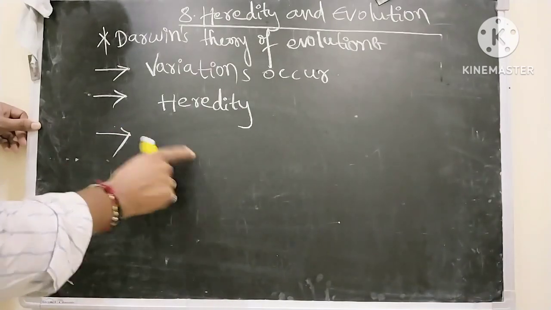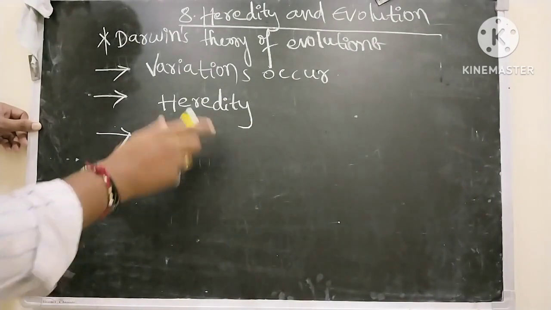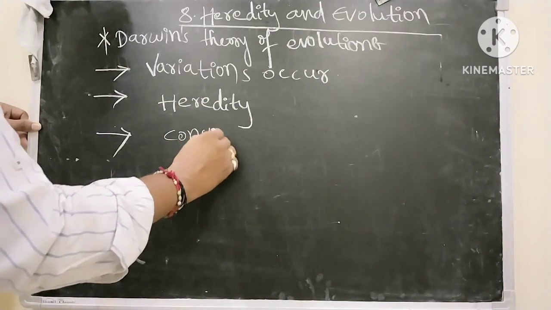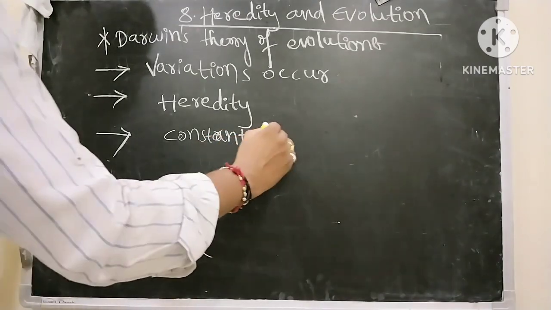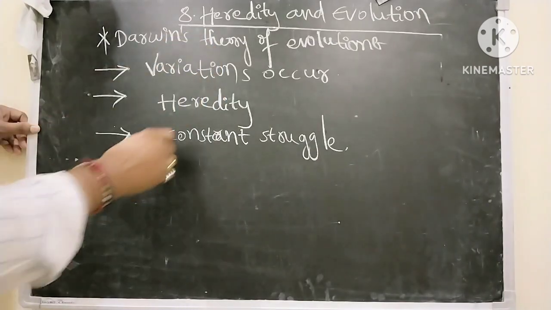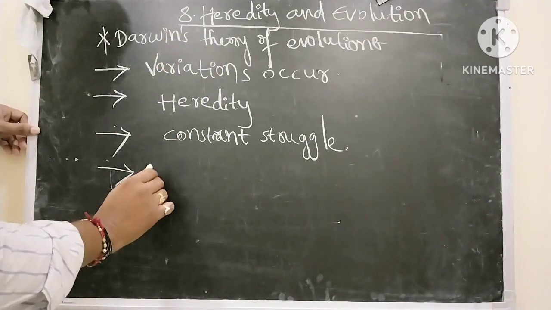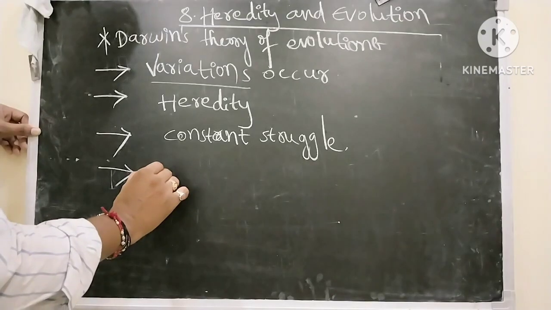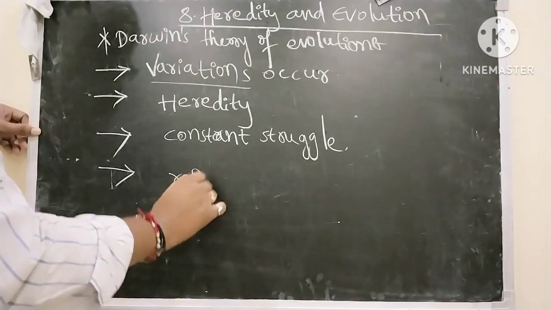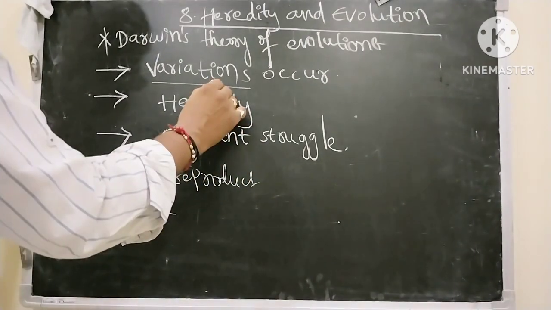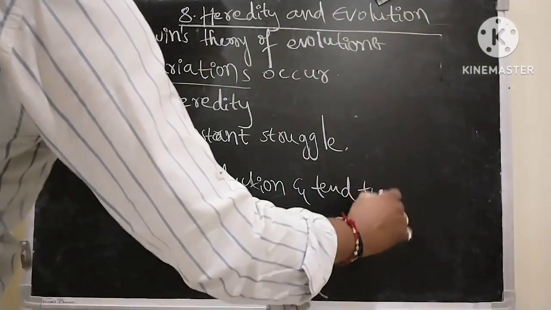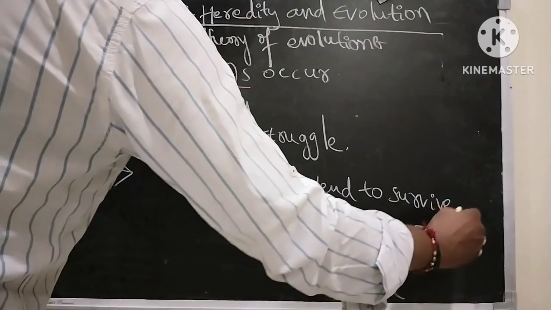As a result, overabundance of offspring occurs. This overabundance of offspring leads to constant struggle for the survival of the organism in that population. Next, the offspring who receive variations can perform reproduction and tend to survive, meaning they can survive perfectly.